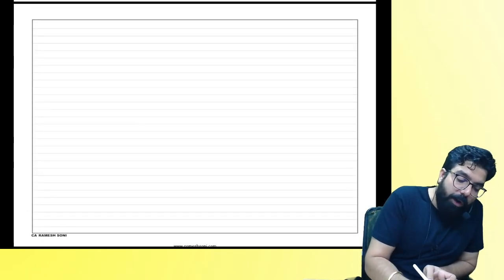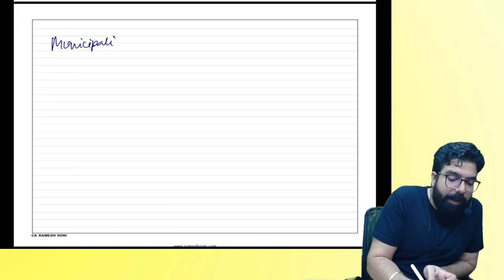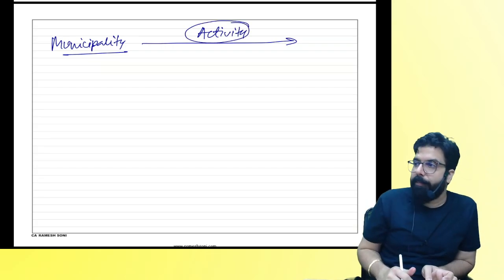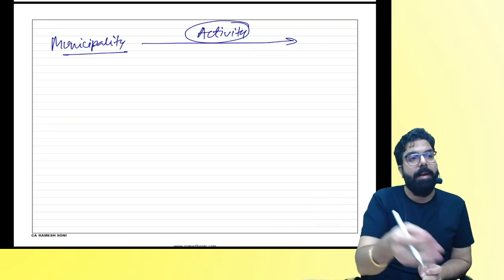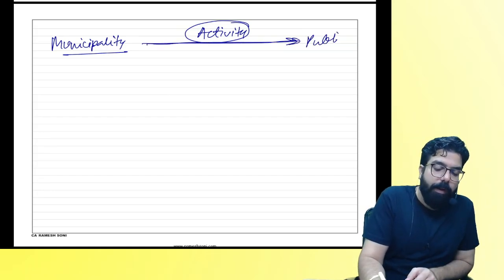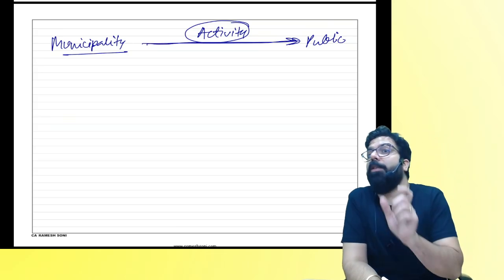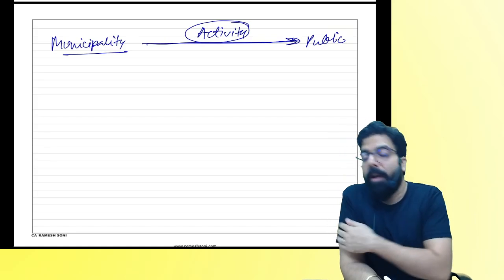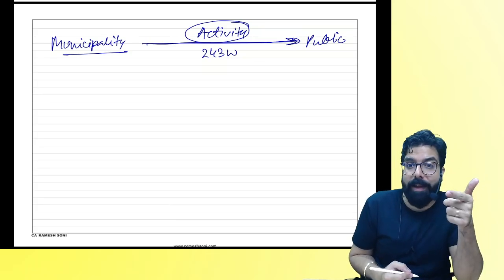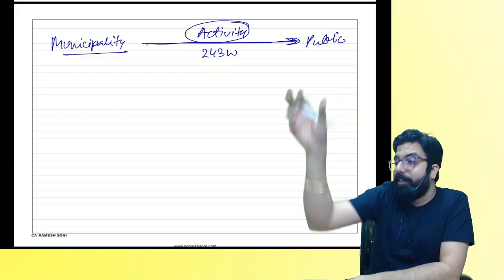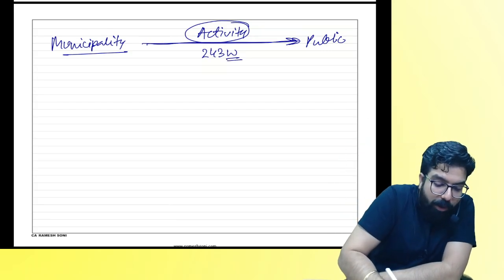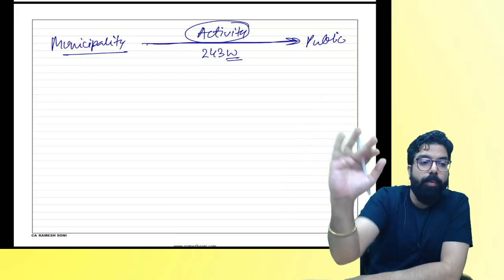Now you know the municipality. The municipality also does activities for the public. Our municipality maintains the road for us and cleans the garbage. So they are also doing an activity for the public. But for them, the activities are told in which provision? Article 243W. 243G of the Constitution of India says these are the activities to be done by the panchayat. 243W of the Constitution says these are the activities to be done by the municipality.